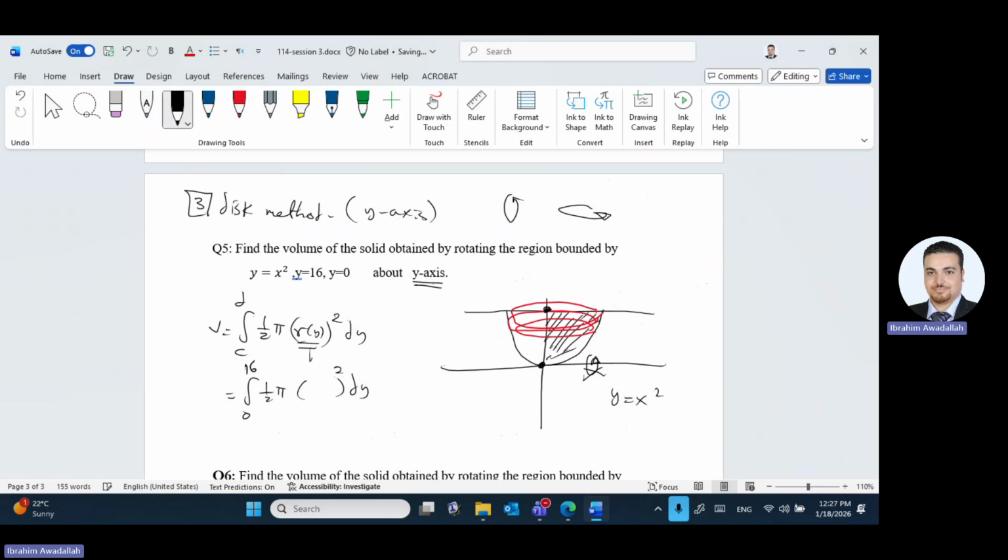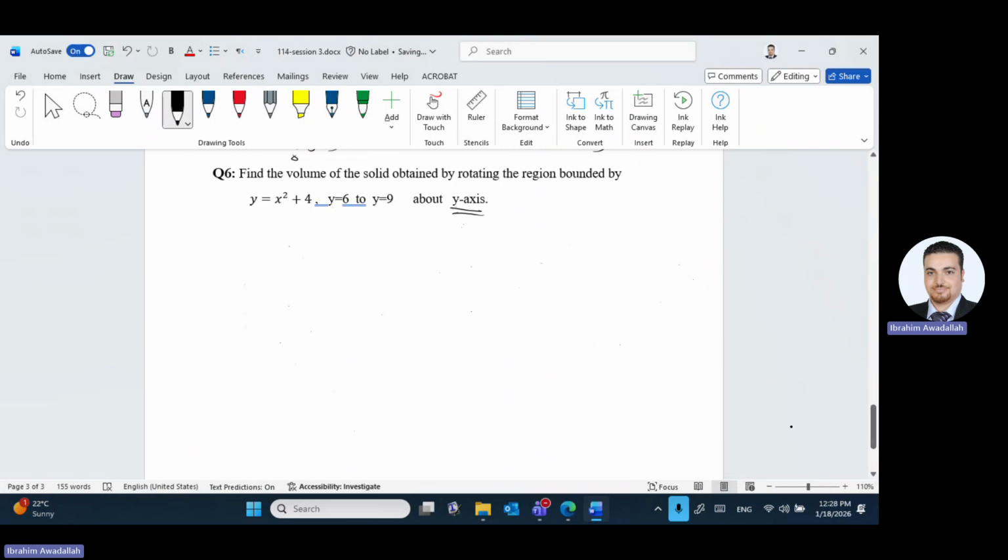So my function here will be in terms of y. So in terms of y, I should convert this to x equals root of y. So root of y, squared. That means pi times the integration from 0 to 16 of y dy, the integration of y squared over 2. Substitute, then the final answer will be 64 pi. I accept this in the exam, or if you write it in decimal, it's still fine. But be careful with sine and cosine and all the trigonometric functions. Your calculator mode should be on radian, not on degree.